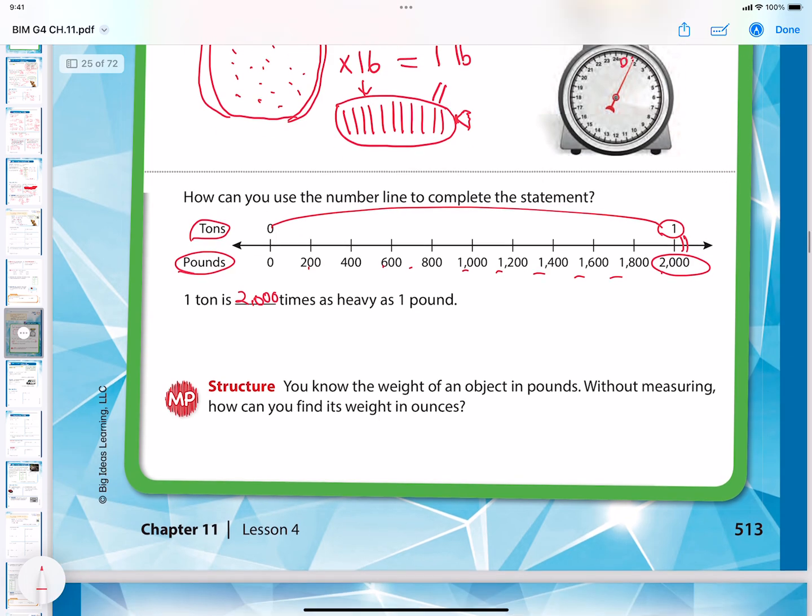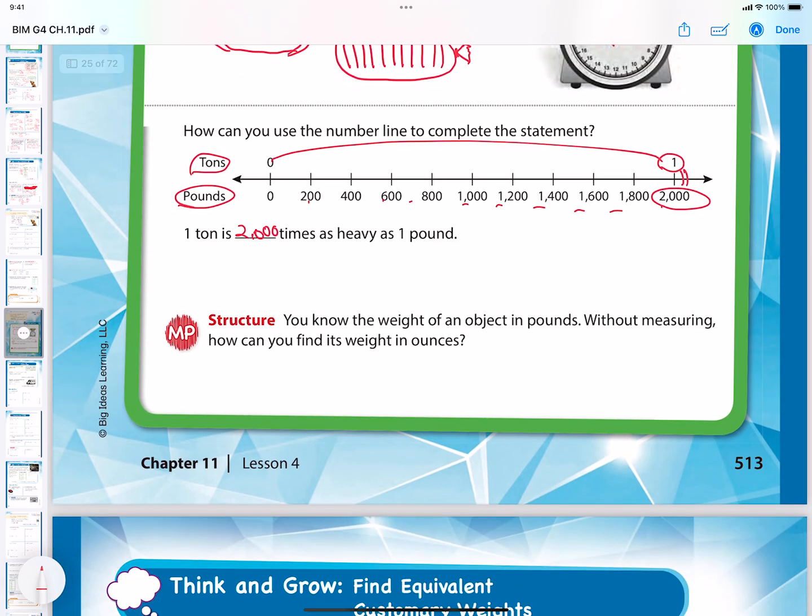Okay, so that's it. Now you know the weight of an object in pounds. Without measuring, how can you find its weight in ounces? We know 1 pound is equivalent to 16 ounces, so you need to multiply by 16. Let's move on.